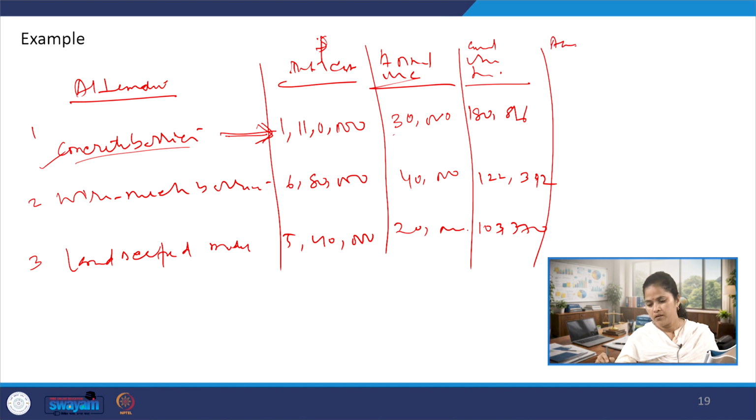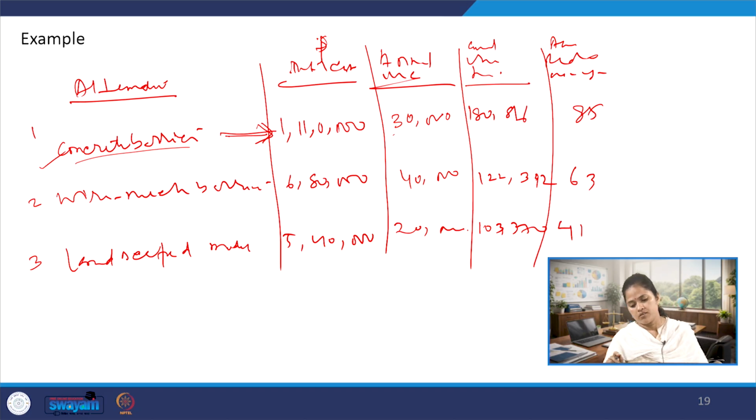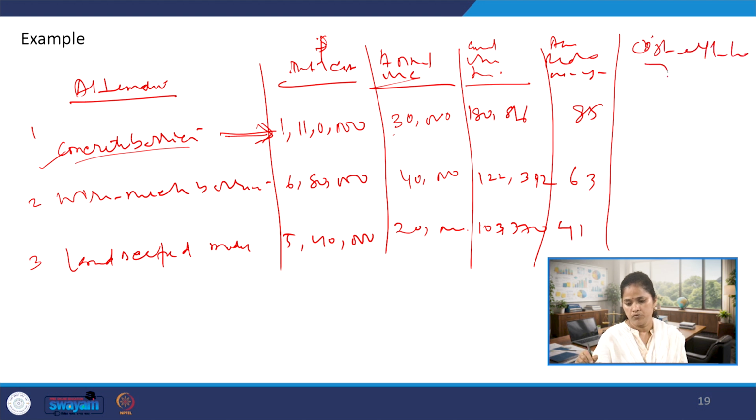As a result, the annual reduced number of accidents for these three alternatives are also given: 85, 63 and 41. Now you have to take a decision as a policy maker: which one of these three alternatives should be taken into account as the accident barrier approach? So we have to find out the cost effective ratio for all these three alternatives.